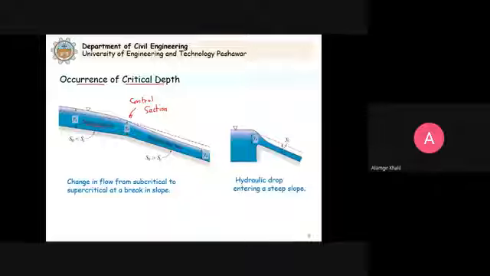For example, we also discussed this here. When water enters from a reservoir into a canal, you can see the depth in this canal is less than YC, so it is supercritical. But here at this point it passes through the critical depth, so that's why this is known as the control section. This we discussed in the previous class.